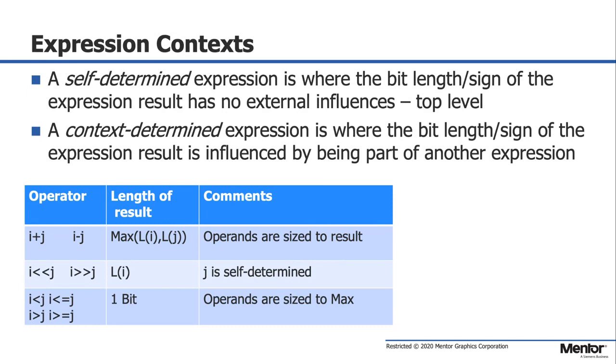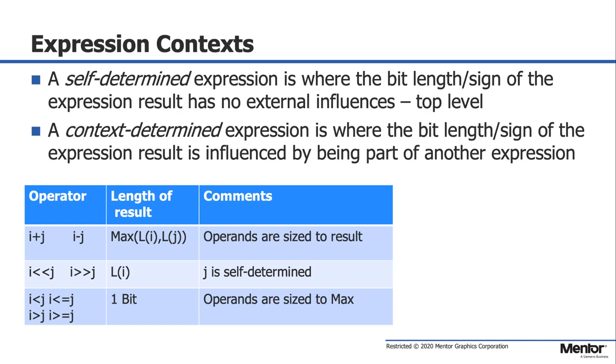So let's talk a little bit more about what an expression context is. At the highest level, there's what's called a self-determined expression, and that's where the bit length and the sign of that expression has no external influence. And we typically see that at the top level of an expression. And there are other places we'll see in a moment where that can occur. Then there are context-determined expressions, and that's where the bit length or sign of the expression is influenced by being part of another expression.